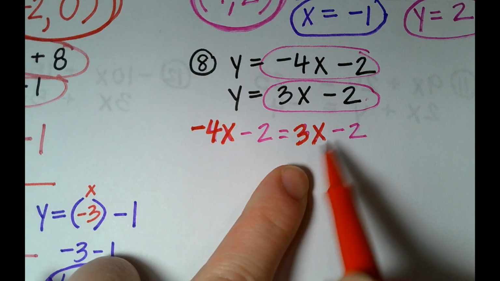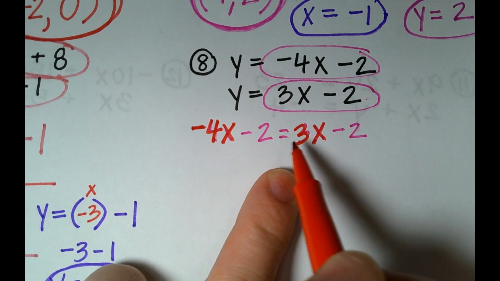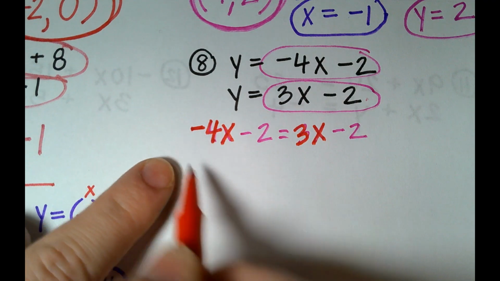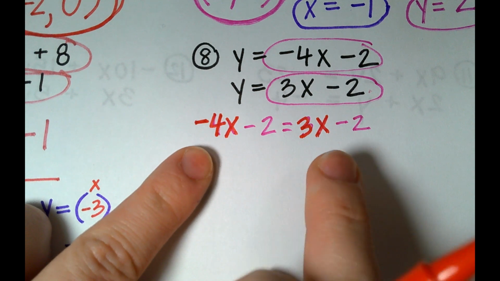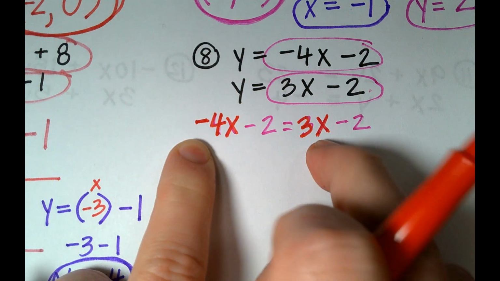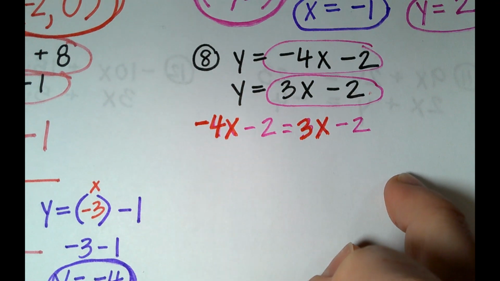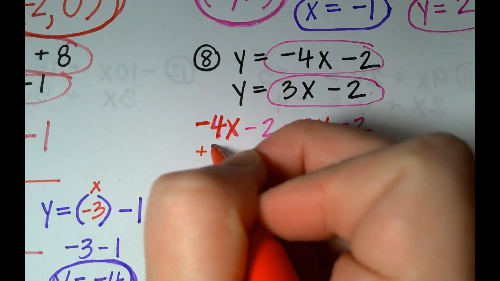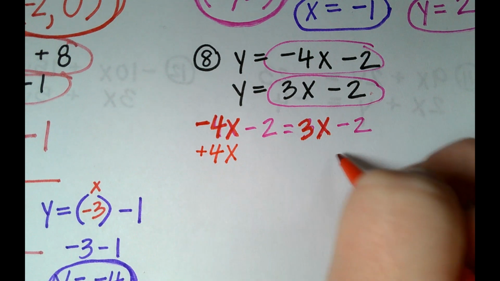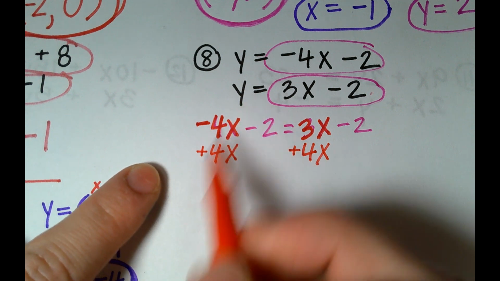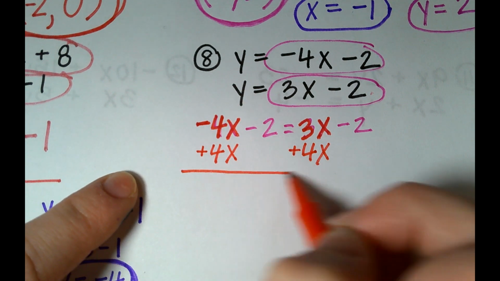Now, if you wanted to get rid of 3x, you could do that, but we would want to subtract 3x since we're starting with a positive. I would recommend whenever it comes to variables, if you have a negative x, I would add that one to both sides to get rid of the negative. So let's actually start with adding 4x to both sides. That way, our x's are going to cancel over here.